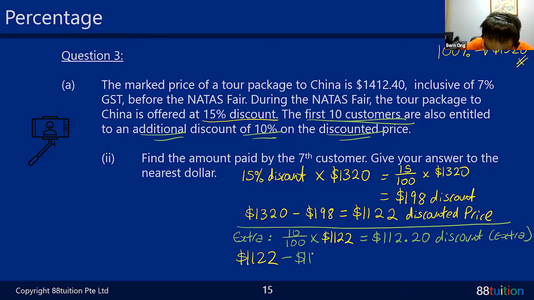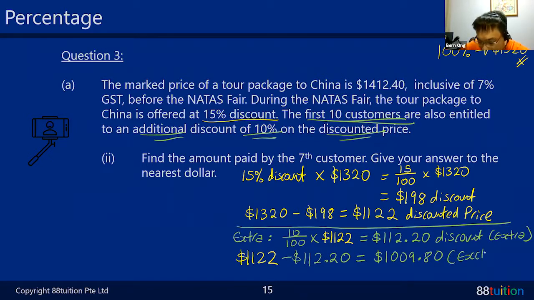All right, I'm doing it step by step, right? Some of you are easily taking 85%, or even 90%. All right, so 1122 minus your discount will give you $1,009.80.